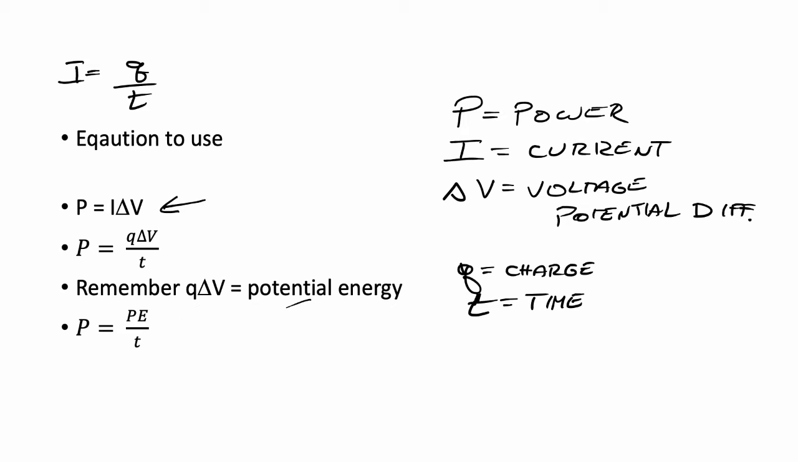Now, Q times the potential difference is equal to the potential energy, and so that's what PE means. This is potential energy. Now, I'm just going to do one example. I'm going to trust that you guys are smart enough to figure out which equation you need to use based on the variables that you need. And everything's going to use one of these three equations.